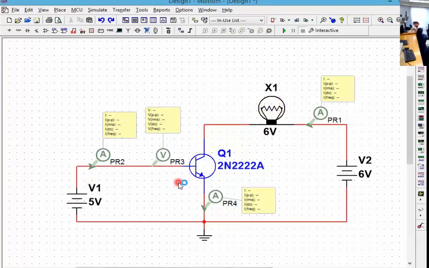So the emitter is always on the bottom. The emitter is wherever you see the arrow. I can flip this transistor around where the emitter can be on the top too. But wherever that arrow is, that's the emitter. When the arrow is pointing outside, it's an NPN.